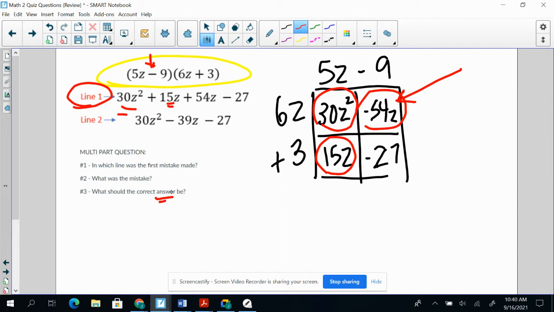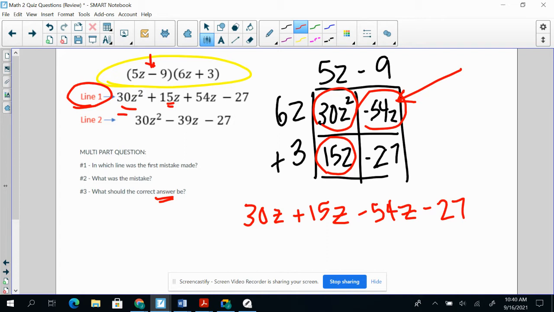Now, answer is when you're finished. So 30z squared plus 15z, sorry, my z's look like 2's, minus 54z minus 27 is not the answer to the problem. Because remember, we're in high school math, we always condense, combine like terms, and simplify. Especially when you get to your next math class, leaving things expanded is a thing of the past. We're always going for the most simplified answer.